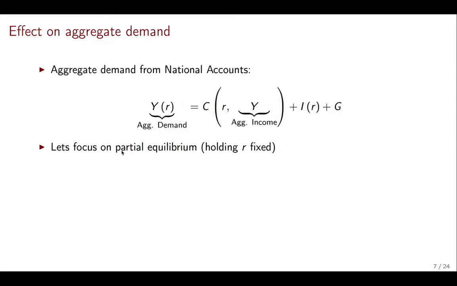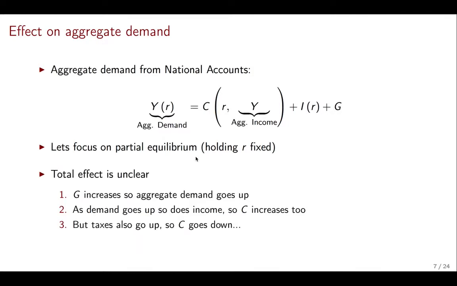We're going to focus first on partial equilibrium. That means we're holding prices fixed. In this case, the price we want to hold fixed is the interest rate R. Okay. Now, the total effect of an increase in G on an increase in Y is very unclear. The reason is the following.